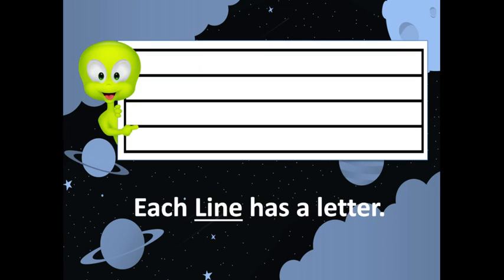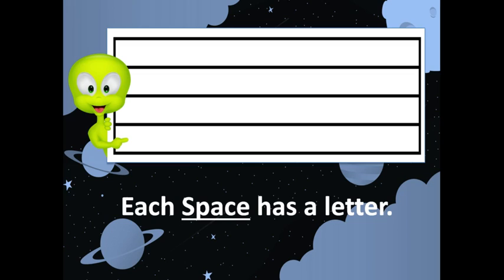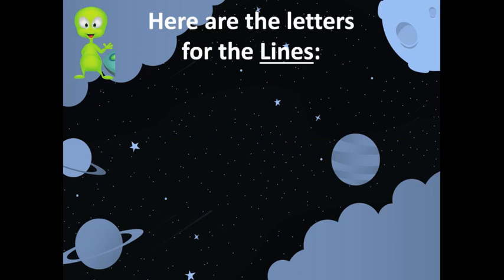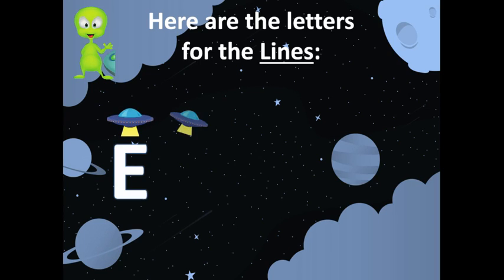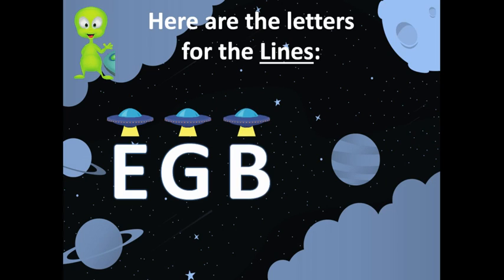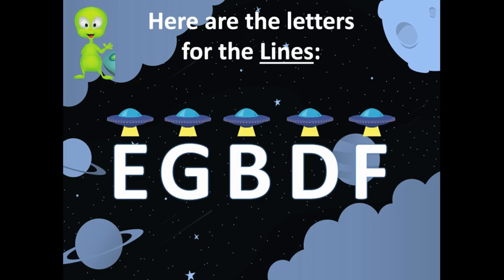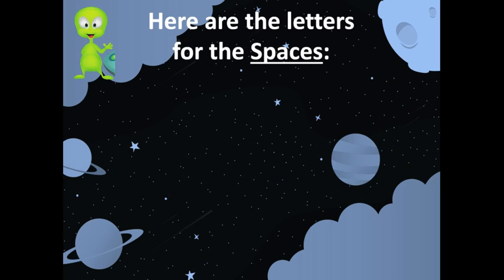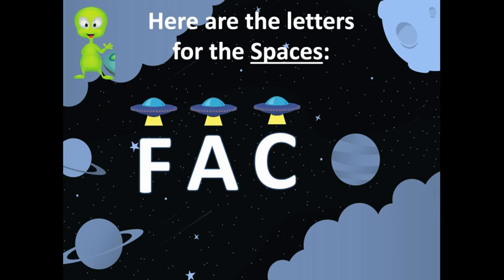Each line has a letter. Each space has a letter. Here are the letters for the lines: E, G, B, D, and F. Here are the letters for the spaces: F, A, C, and E.